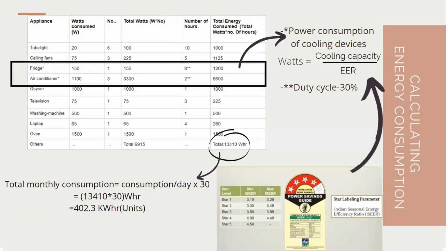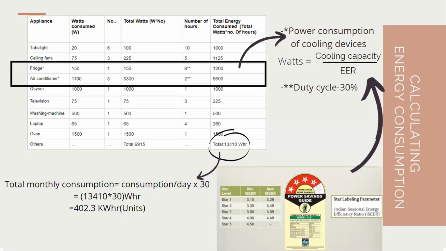In fridges and air conditioners, there's a particular difference. For example, they don't actually have their energy consumption mentioned, but rather their cooling capacity and this energy efficiency ratio. Now, the stars you've seen on your fridges and air conditioners or any cooling appliances, they show how efficiently it uses the energy. Now, these watts are actually calculated by a simple formula, which is cooling capacity divided by EER. Now, EER stands for energy efficiency ratio.